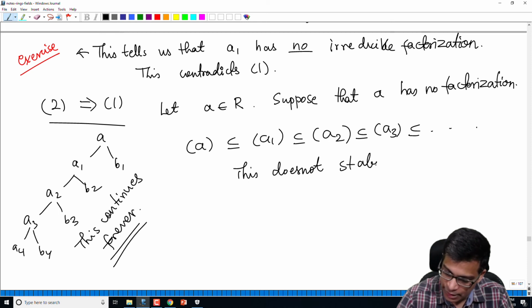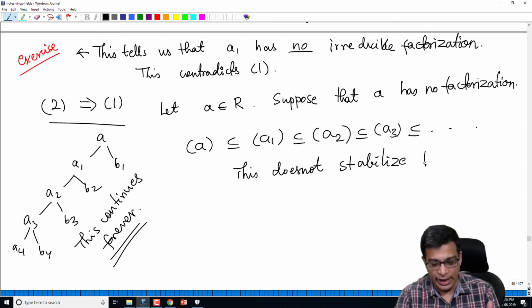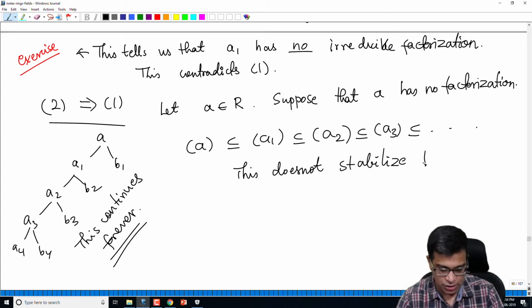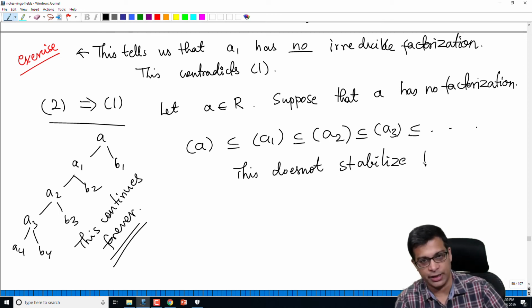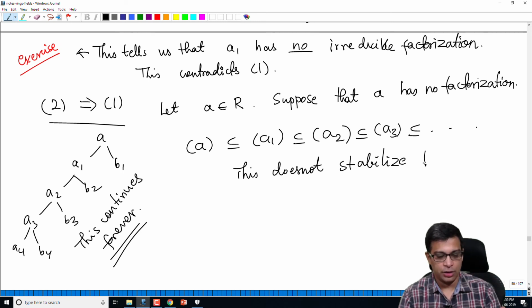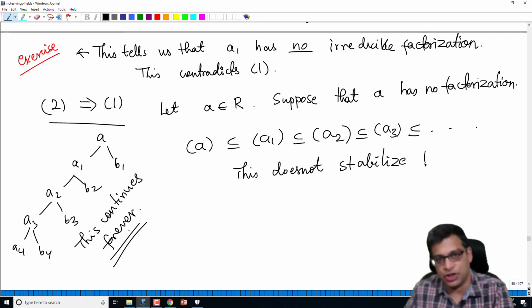That is the meaning of our algorithm not stopping anywhere. That means this does not stabilize, because at each stage we have a proper factorization. So for example, the ideal generated by A4 is strictly bigger than the ideal generated by A3. If it was not, A3 and A4 would be associates, so B4 would be a unit and you would have stopped. So somewhere, actually I should be more careful, somewhere in this tree we have an infinite chain.